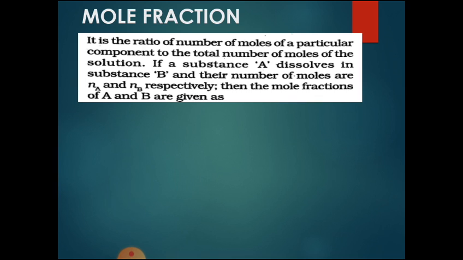If a substance A dissolves in substance B, which is the solute and which is the solvent here? The second, B, is the solvent here. Their numbers of moles are Na for the first substance A and Nb for the second substance. Then the mole fraction of both A and B we can find out.